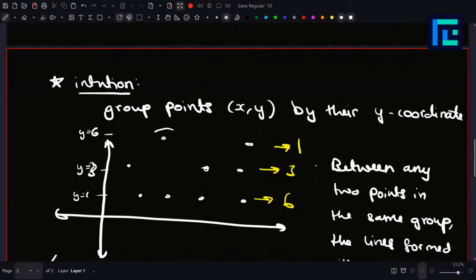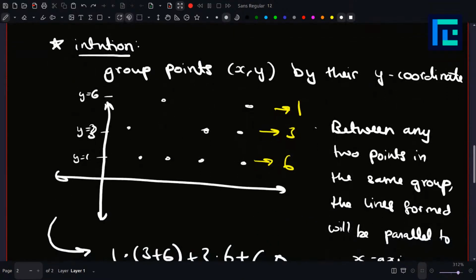Okay. Why is it 27 ways? Because I'm saying that, okay, first we'll choose the top line from this group. That can be done in one way, right? Then after that, I'll choose the other line from some group below it. So that can be done in 3 plus 6 total ways. So it'll be like this, right?